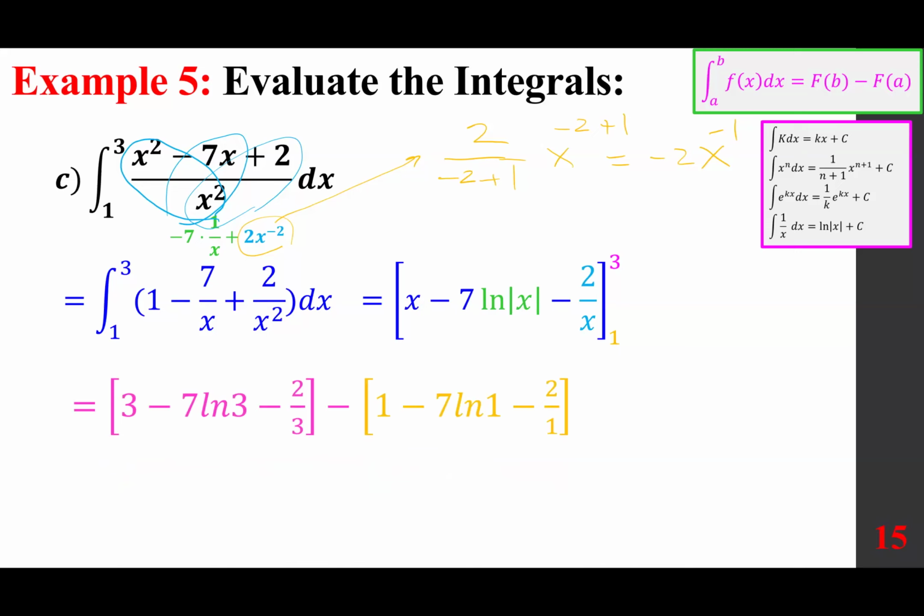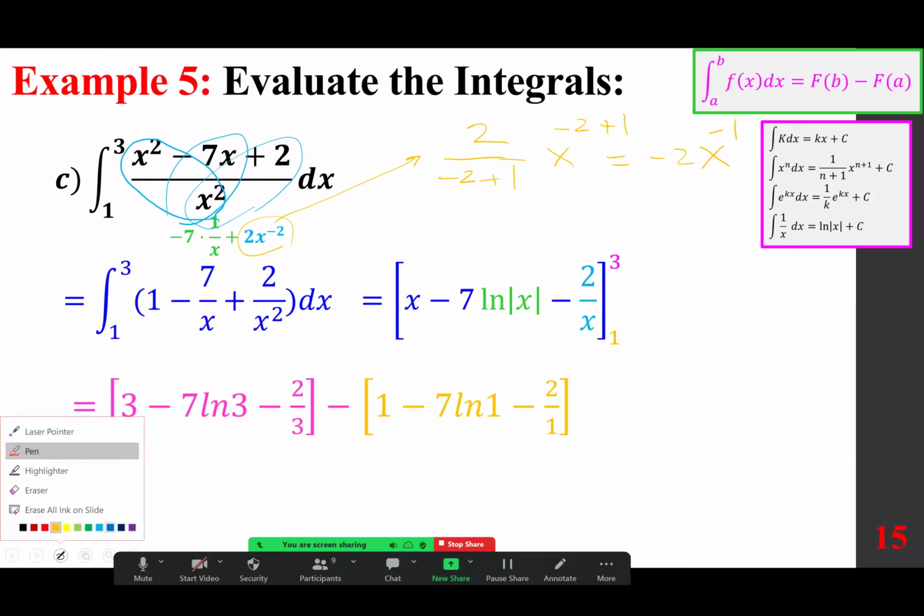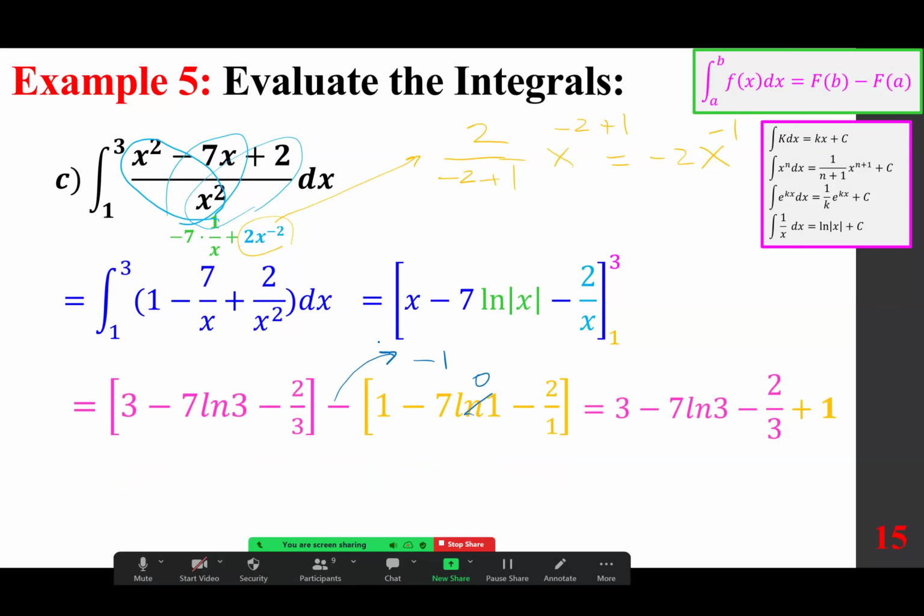Now the first bracket, we're not going to touch it. We're going to keep it intact. Notice ln 1 is 0. So what you're dealing with is 1 minus 2, which makes it negative 1. The negative in front of it makes it positive 1.